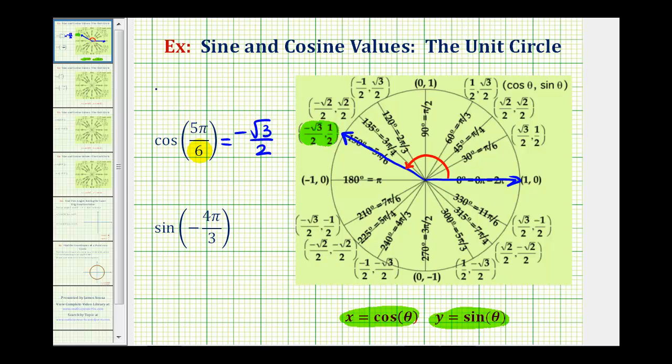Now this one was pretty straightforward because notice how 5 pi over 6 radians was labeled on the unit circle, but I also want to discuss a method for finding this point if this angle was not labeled on the unit circle. As long as you remember that half a rotation counterclockwise would be pi radians, we should still be able to find 5 pi over 6 radians on the unit circle if we divide pi radians into 6 equal parts, because our angle is a multiple of pi over 6 radians.